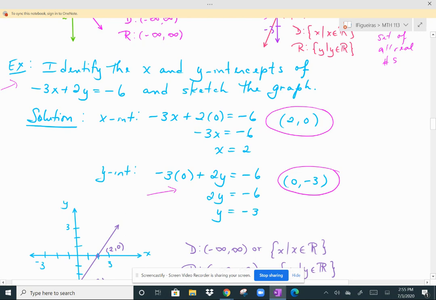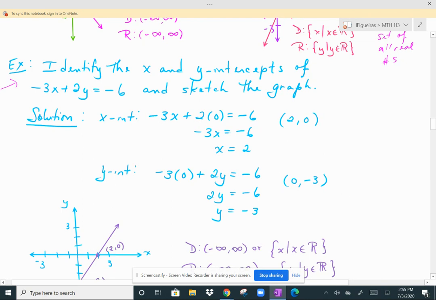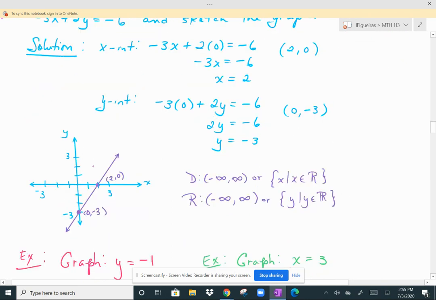So the x-intercept is where the graph intersects the x-axis. The y-intercept is where it intersects the y-axis. So that's exactly what you see here. Here's my x-intercept, here's my y-intercept. Connect the 2 points, and you have your line.